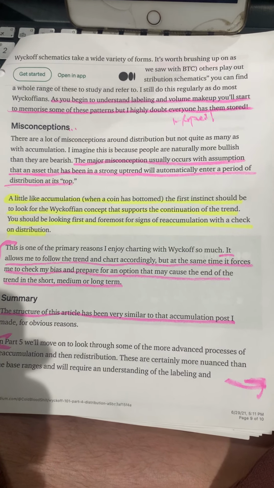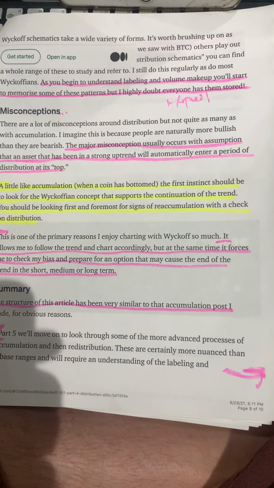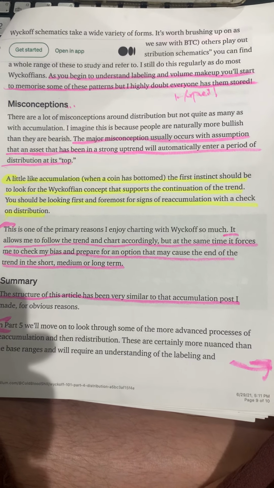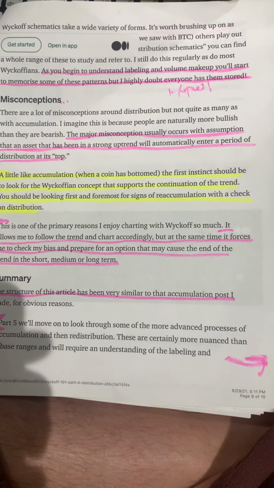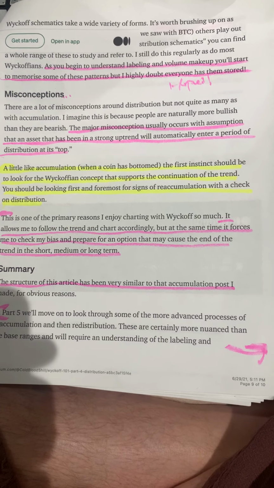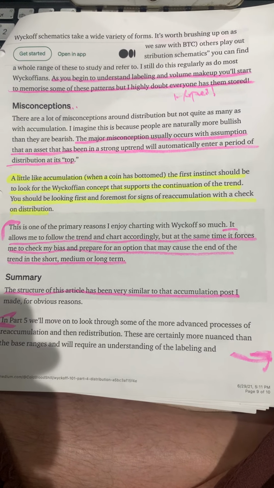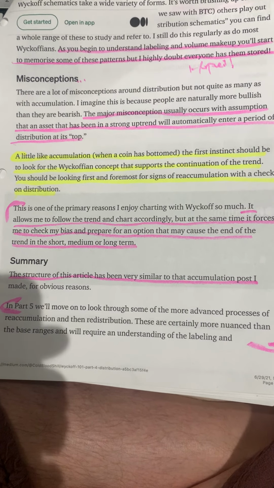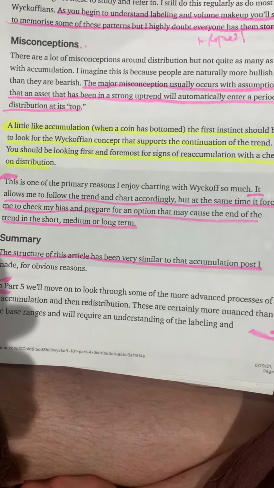This is one of the primary reasons I enjoy charting with Wyckoff so much. It allows me to follow the trends and chart accordingly, but at the same time it forces me to check my biases and prepare for an option that may cause the end of the trend, short, medium, or long.